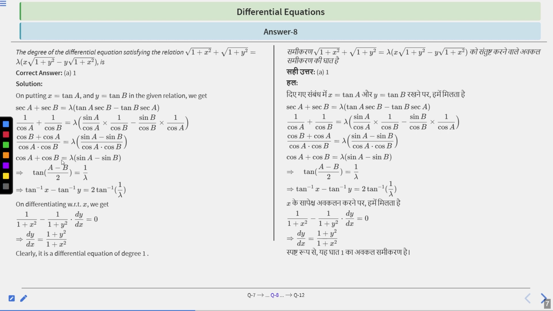Therefore, cos A plus cos B is equal to lambda times sin A minus sin B, which will be equal to tan of (A minus B) by 2 is equal to 1 by lambda.